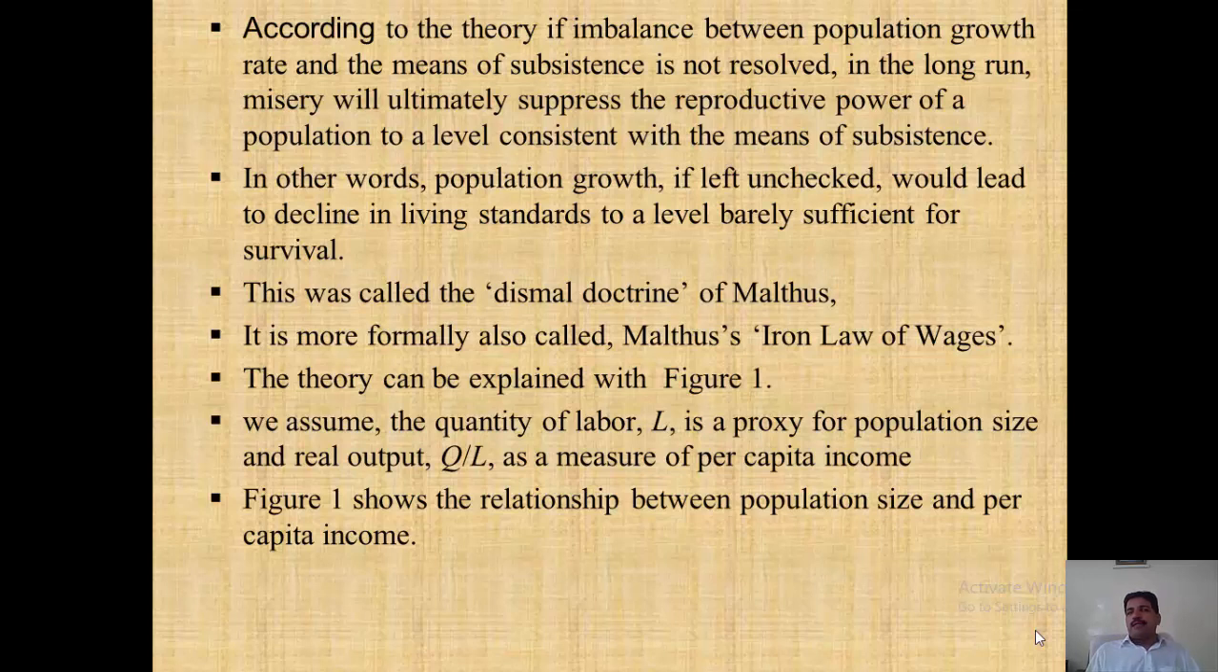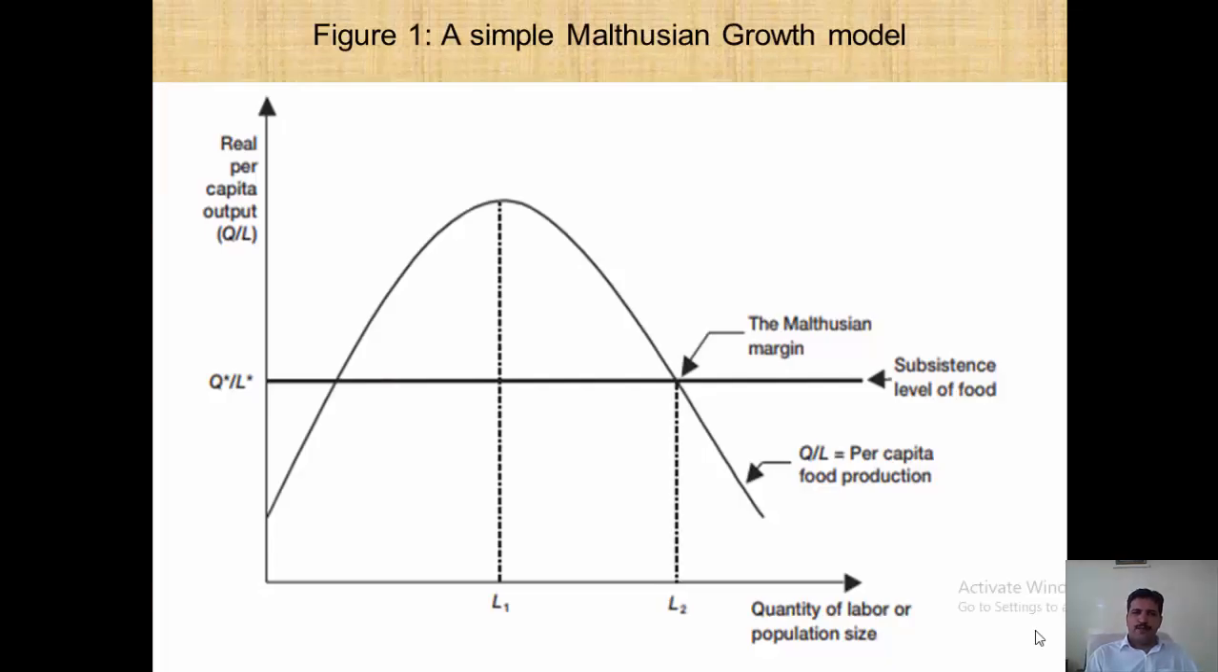This means that if we let the population grow at its own will, then we will be short of food production, we will be short of resources, and the population will fall below the subsistence level. This was called the doctrine of Malthus. It is more formally also called Malthus' iron law of wages. The theory can be explained with the help of figure number 1.